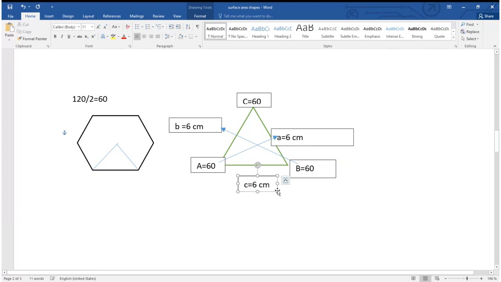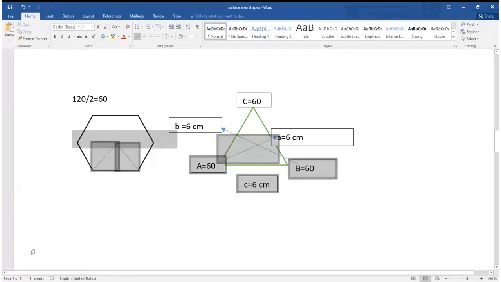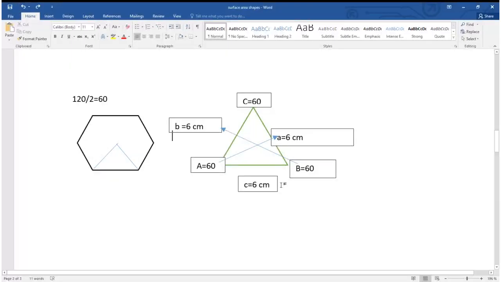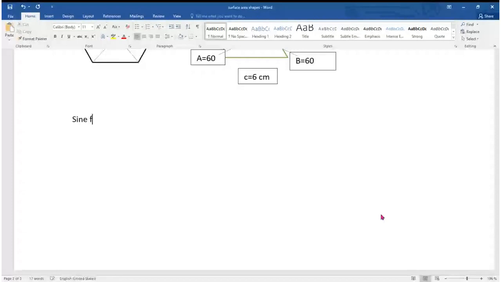Now, I'm going to show you two formulas for finding the area of a triangle. I want to show you how to find the area of this using the sine formula. So we have something called the sine formula, which is found by a half AB sine C.